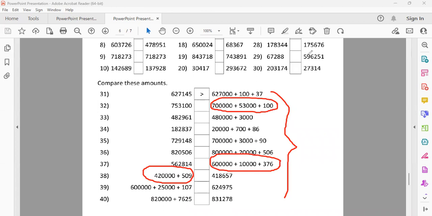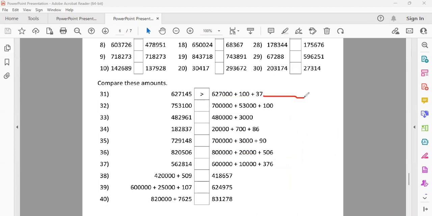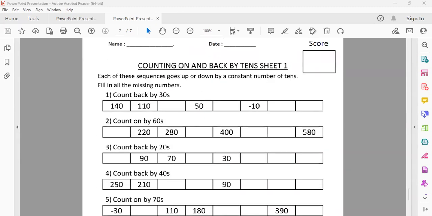So you first literally have to figure out what's the answer here. What's the total number over here? Only then you can write whether it's bigger or smaller or equal. So, one step a bit more. Now, with that, we go on to the last part.